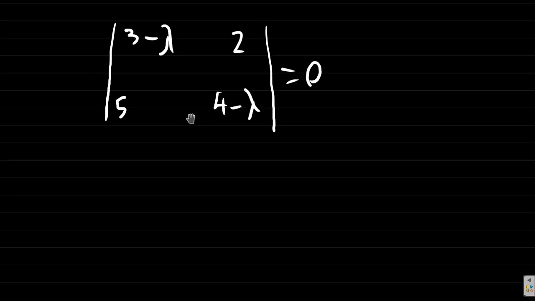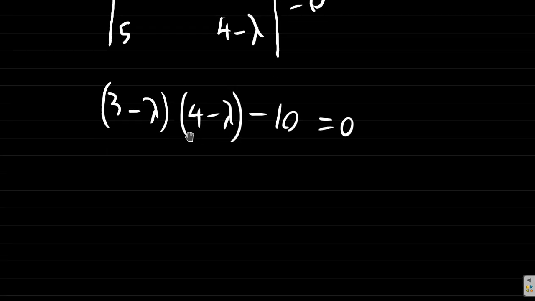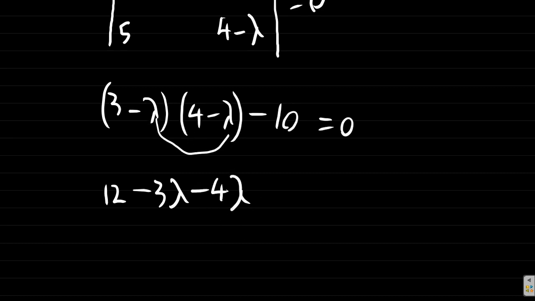Alright, so after that, how do we find the determinant? We have these multiplied minus these multiplied. So 3 minus lambda times 4 minus lambda, minus 2 times 5, which is 10, equals 0. Let's multiply out the brackets. 3 by 4 is 12. 3 by negative lambda is minus 3 lambda. Negative lambda by 4 is minus 4 lambda. Negative lambda by negative lambda is positive lambda squared, minus 10 equals 0.